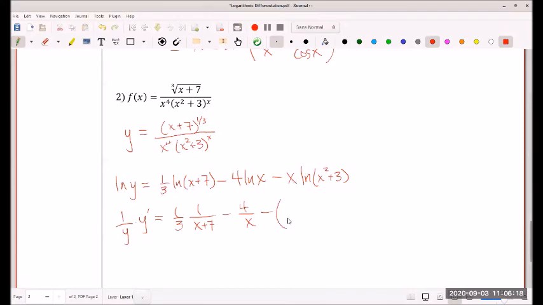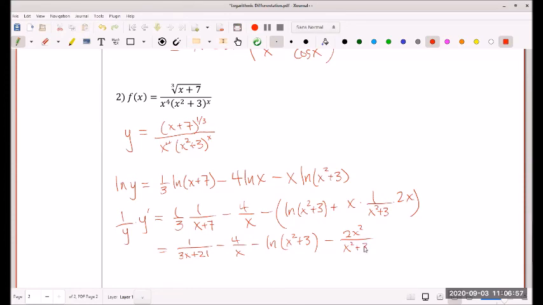The derivative of the first term is 1 times the second, natural log of x squared plus 3, plus the first times the derivative of the second, which is 1 over x squared plus 3. And using the chain rule, I have to multiply by 2x. Okay, let's go ahead and simplify. 1 over, I'll go ahead and distribute that, 3x plus 21 minus 4 over x minus the natural log of x squared plus 3 minus 2x squared over x squared plus 3.